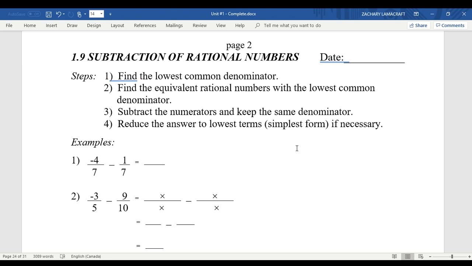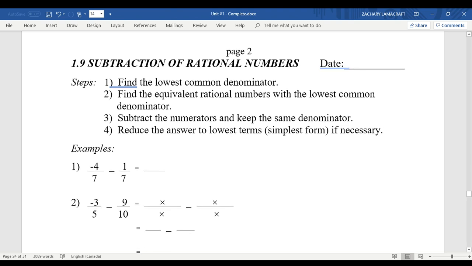And then all we're going to do is subtract the numerators, but we keep the denominator the same. And then like we did up on the board, if we need to reduce, meaning that both numbers on the top or the numerator and the denominator both share something that can be divided by, then we reduce to its lowest form, okay? So the first example here, we have the same denominator.